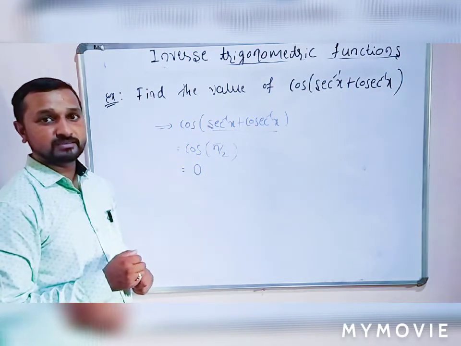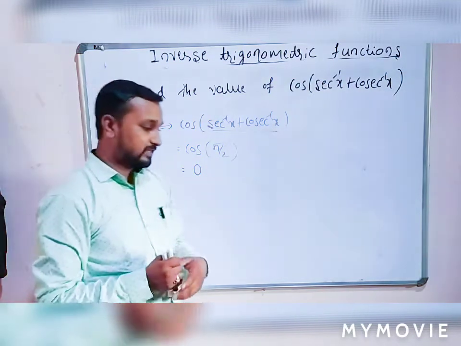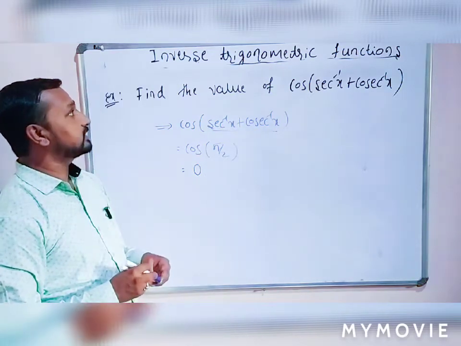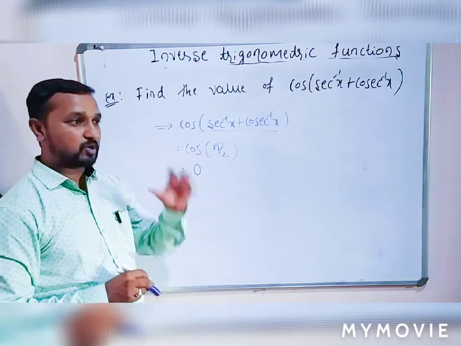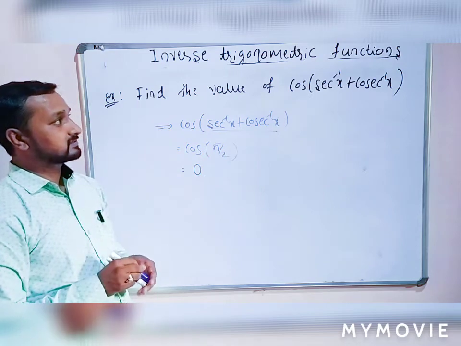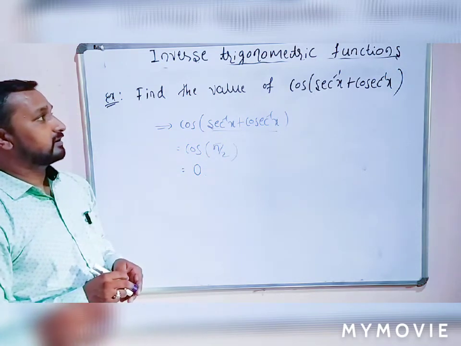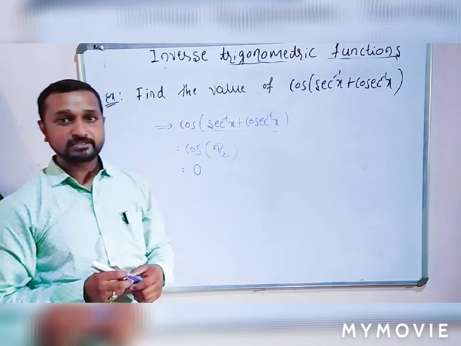Is that clear, students? So this is all about some of the examples on inverse trigonometric functions using properties. In the next class we'll discuss the next exercise, 2.2.